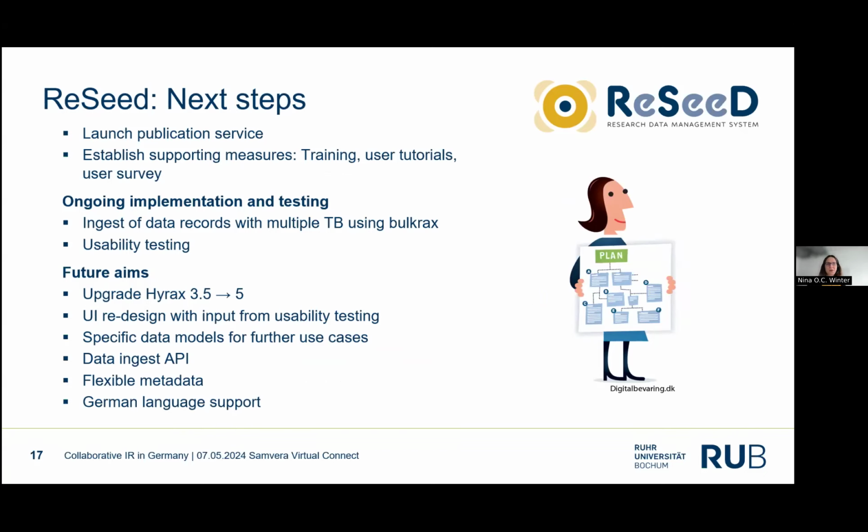So work is ongoing. The next step we directly plan is the launch of our publication service. At the moment, we still only offer the archiving mode, and we are establishing supporting measures like training and a user survey. Implementations are also not finished yet, so we are implementing a workflow for the ingest of large data records and want to implement the results from our usability testing. We also have quite a long list of future aims, including the upgrade to Hyrax 5, a redesign of the user interface. We also have quite a handful of other use cases who would be interested in using the system if we can implement further data models, data ingest via API, more flexible handling of metadata, and German language support.